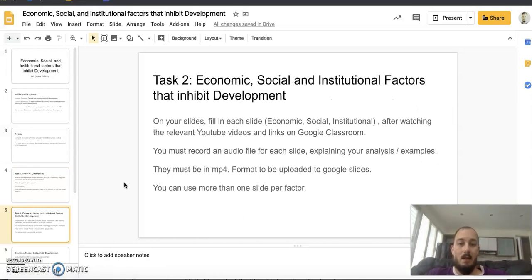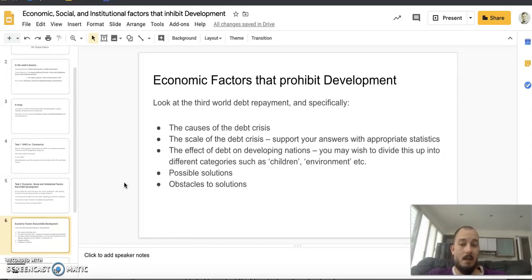Secondly, we're going to look at economic, social, and institutional factors that inhibit development. I'll make a Google Slides for each of you. First of all, I'm going to post a load of YouTube videos to do with these 3 factors. Watch them first, and then for each slide, you have certain questions to answer.